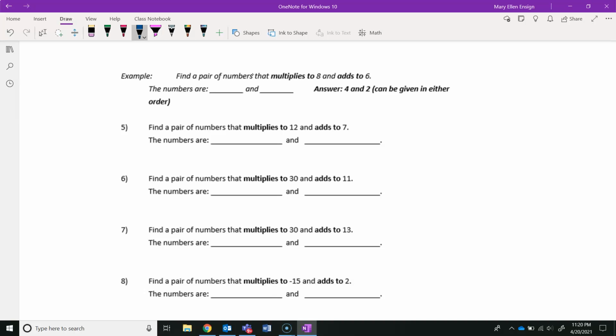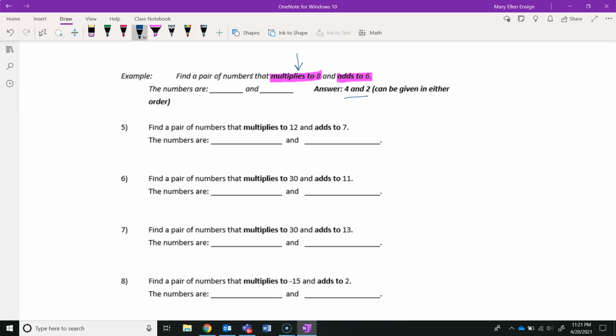All right, so for my example, I want to find a pair of numbers that multiplies to 8 and adds to 6. Okay, so I can find a bunch of different numbers that multiply to 8. And I can find a bunch of different pairs of numbers that add to 6. But I want the set that does both at once. So let me just show you, you have the answer right here, but let me just show you how we would do this. We're going to start out by thinking about numbers that multiply to 8. Okay, there are fewer of those.